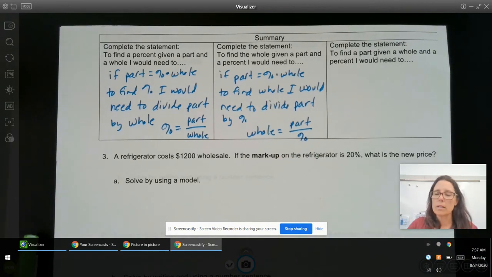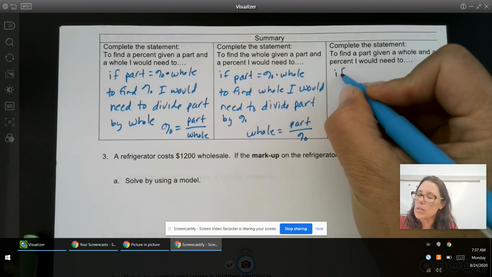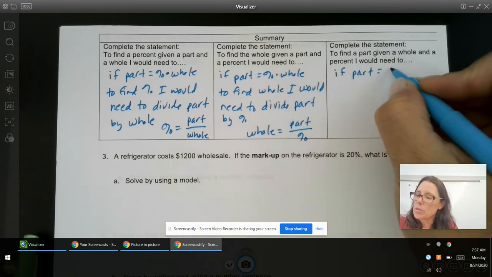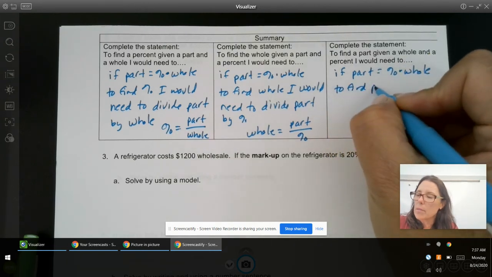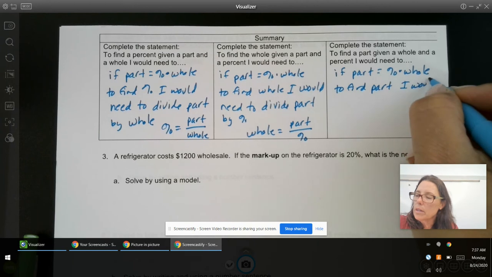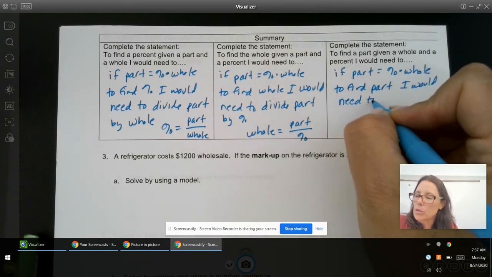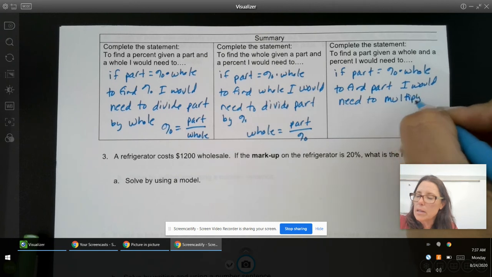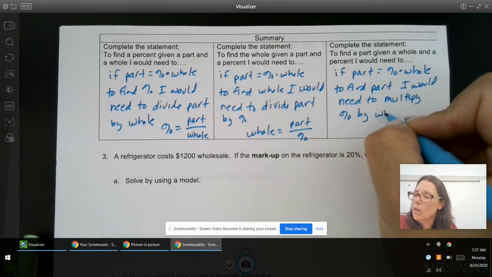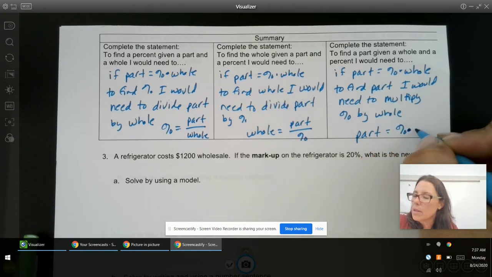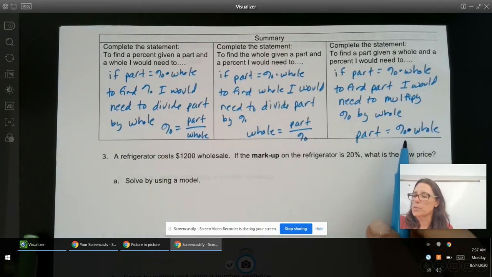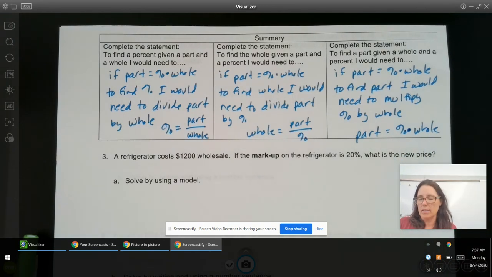And then there's one more. Complete the statement. To find a part given a whole and a percent, I would need to. Let's start as we started the other two. If part equals percent times whole, to find the part, I would need to multiply the percent by the whole. So part equals percent times whole. That little dot there is a multiplication symbol. We don't really write little X looking things anymore.